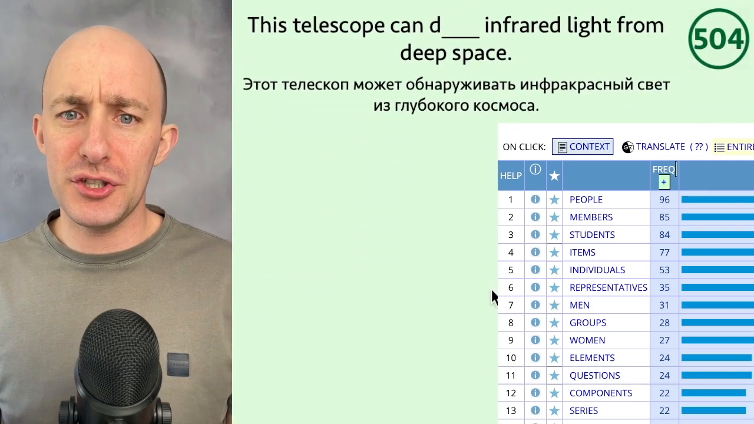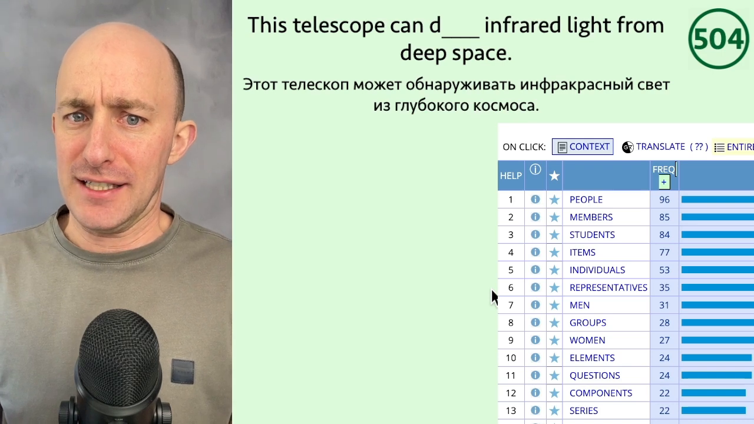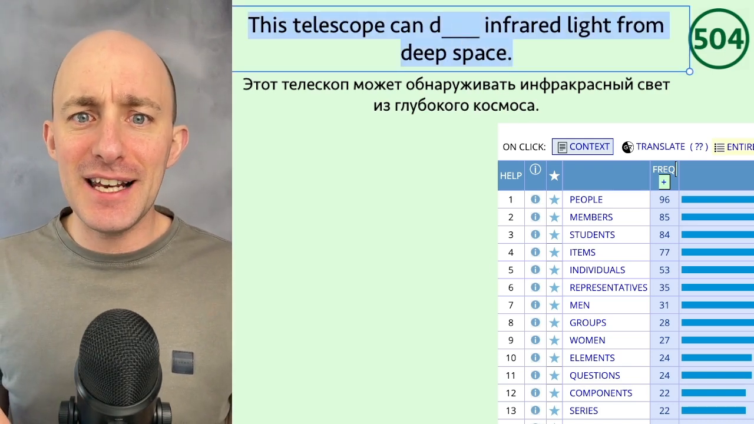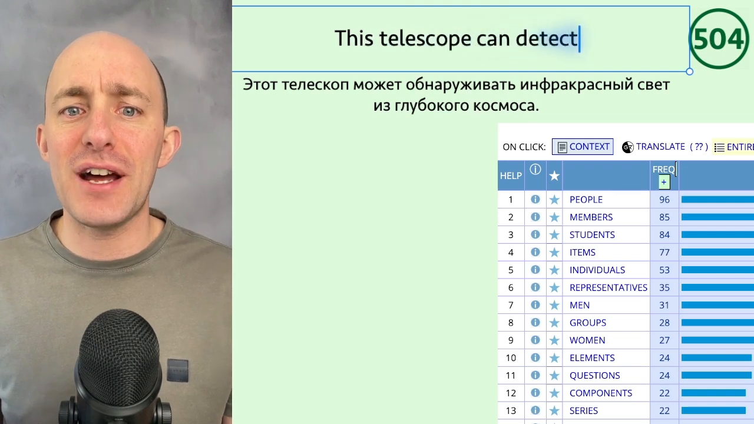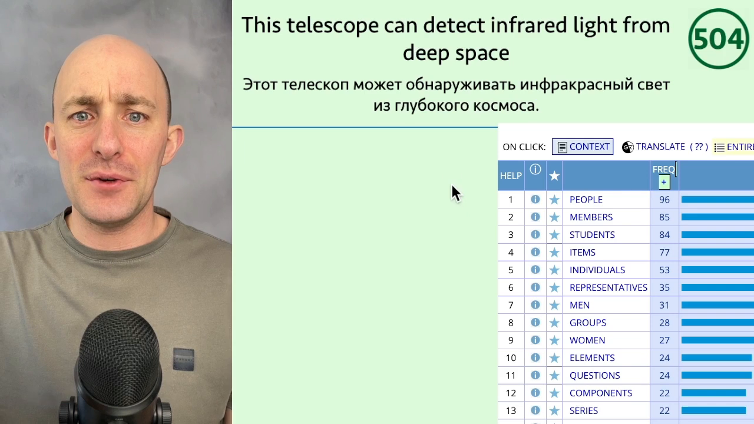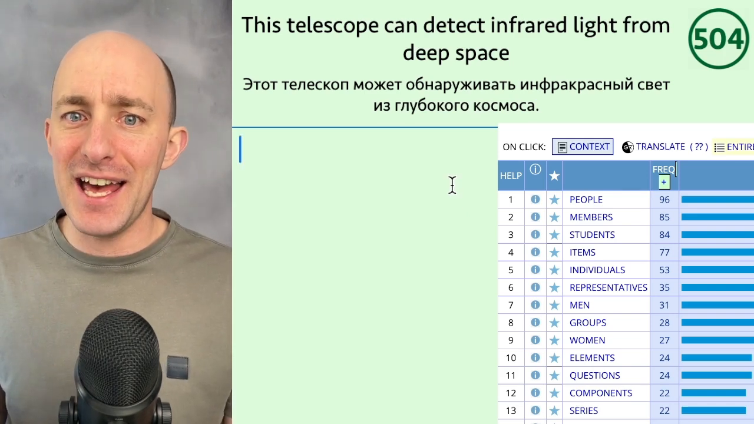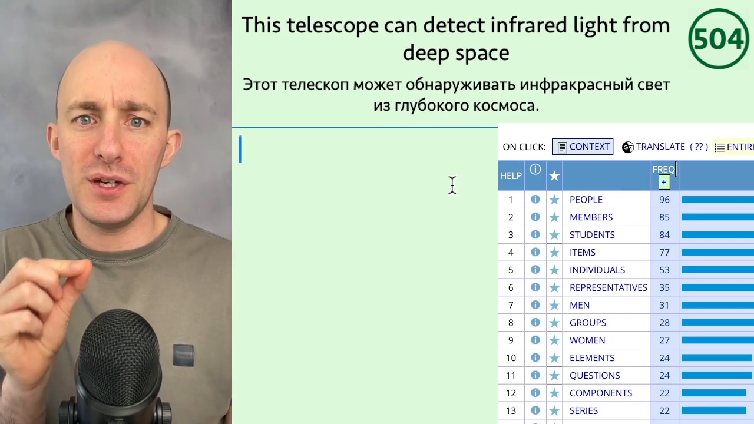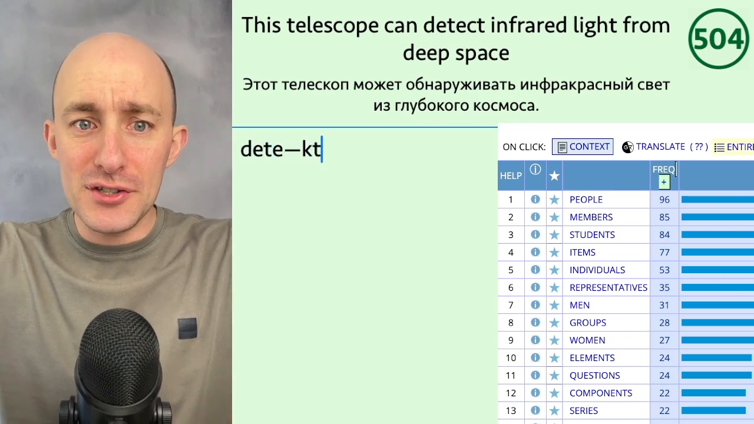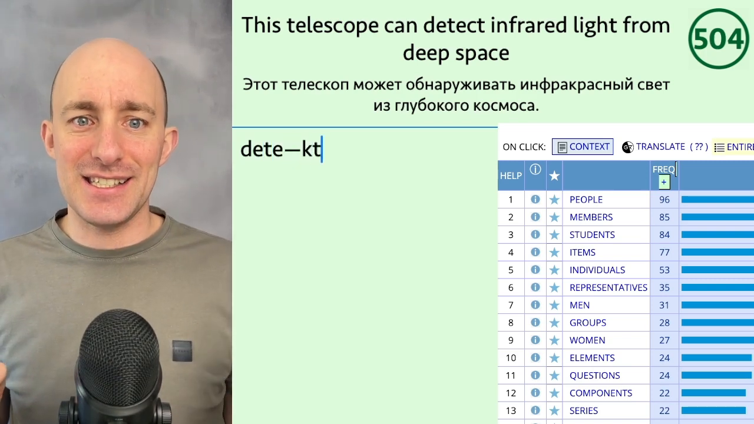This telescope can detect infrared light from deep space. So here the word is detect. Try to put a pause between your T and your K. Try to do detect, and then a nice pause, and then detect.